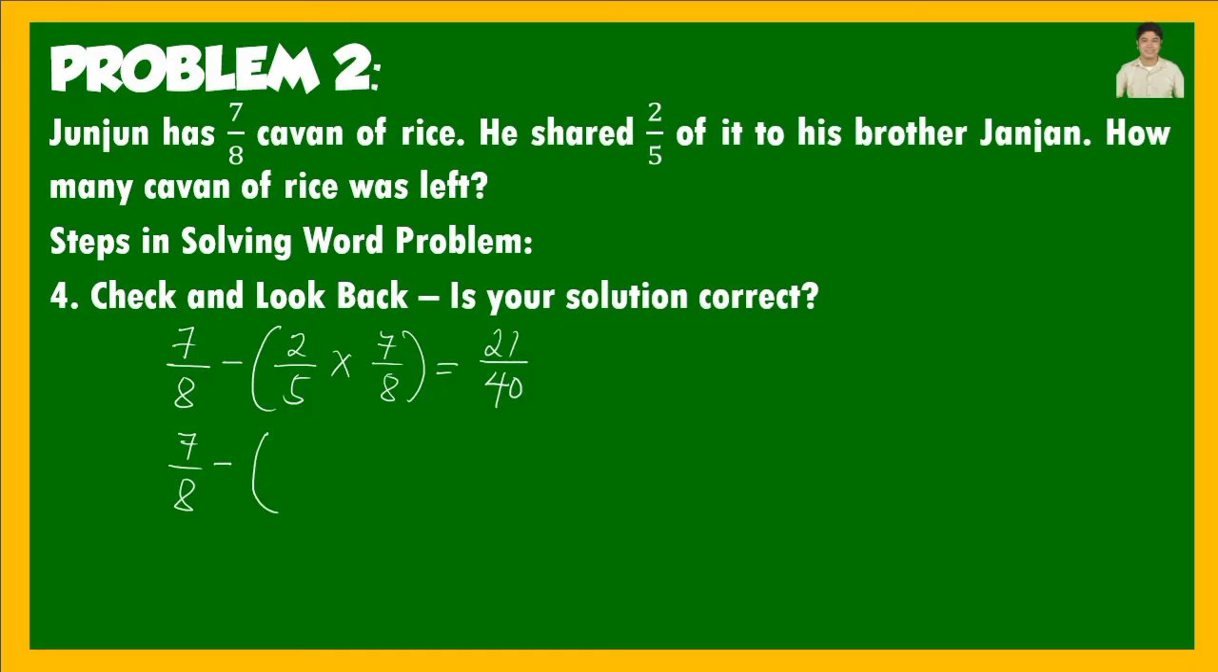So, dito, sa taas, cancel na natin yung 2 and 8. So, 2 will become 1, 8 will become 4. And then, multiply natin yung mga factors. So, numerator by numerator, denominator by denominator. So, 1 times 7, that is 7. All over 5 times 4, 20 is equal to 21 over 40. Okay.